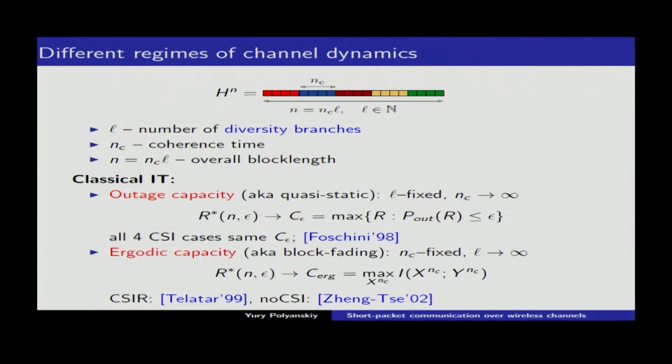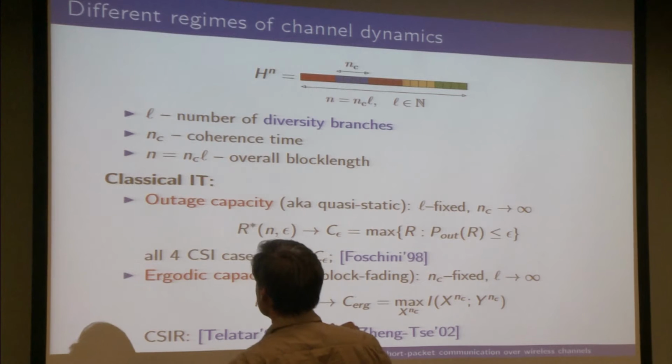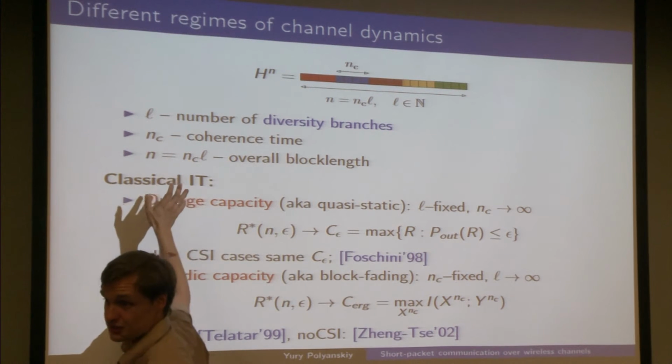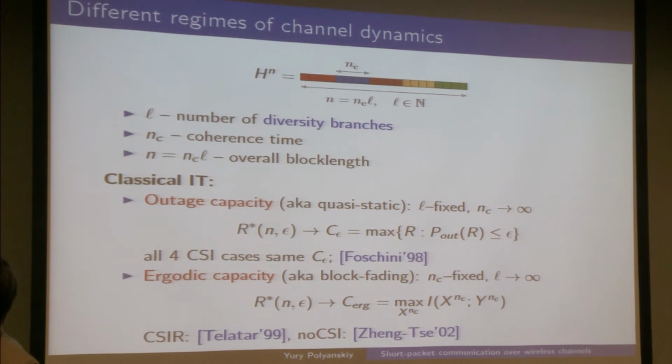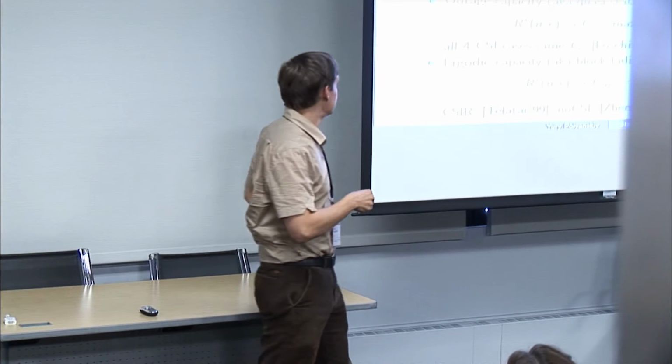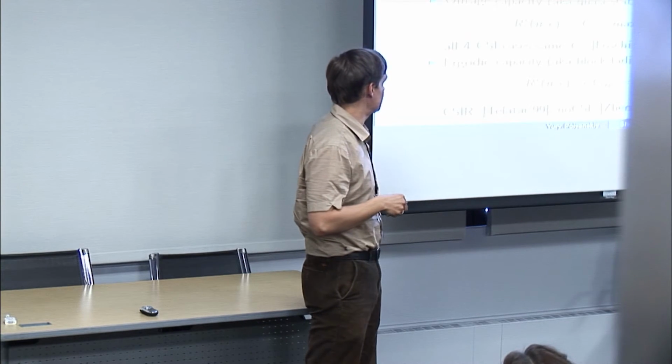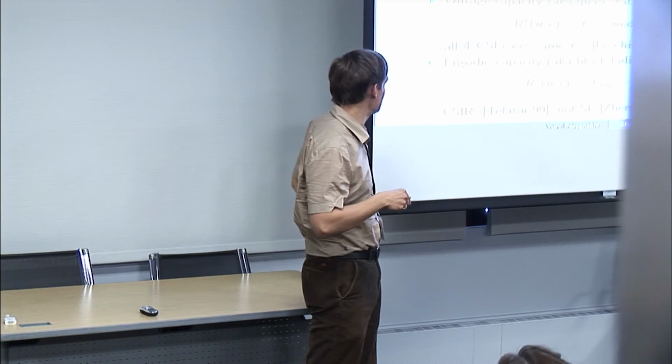Okay, so what does classical information theory teach you? Classical information theory is all about taking limits. There are two popular approaches. You come to an information theorist and you say, my block length is, let's say, 1,000, and he will ask you, how many diversity branches or how many independent realizations do you see? Well, this may be some number, maybe 10, maybe 20, depending on the dynamics of velocity, mobility, and so on.